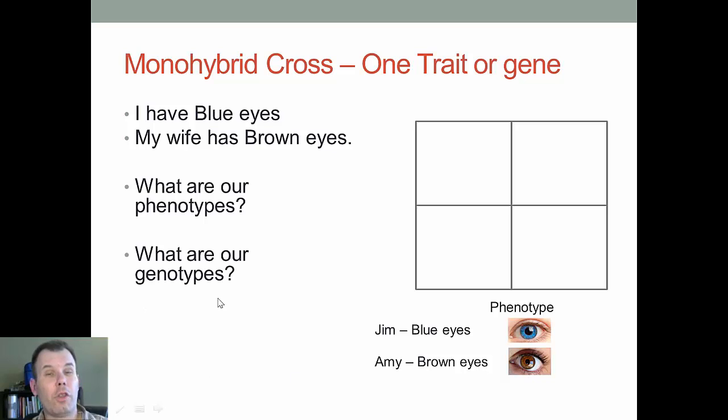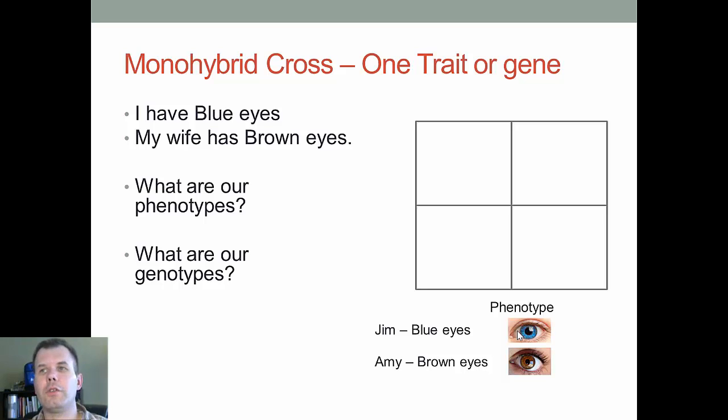Our genotypes are the letters or the alleles that represent our phenotype. So remember, blue eyes can only be seen when we have the two lowercase alleles, okay? You could pick any letter, but typically when we talk about brown eyes versus blue, we use the letter B. You can use any letter that you want, just keep them consistent.